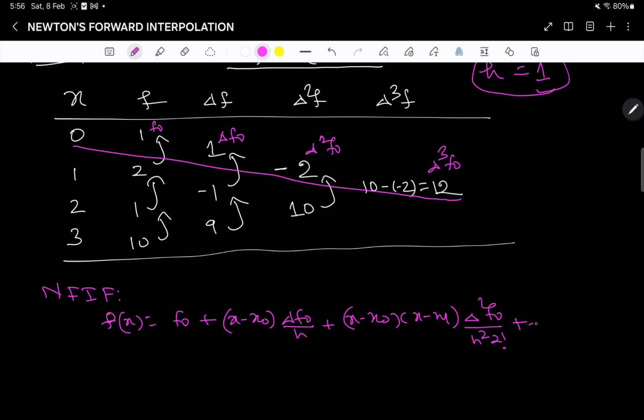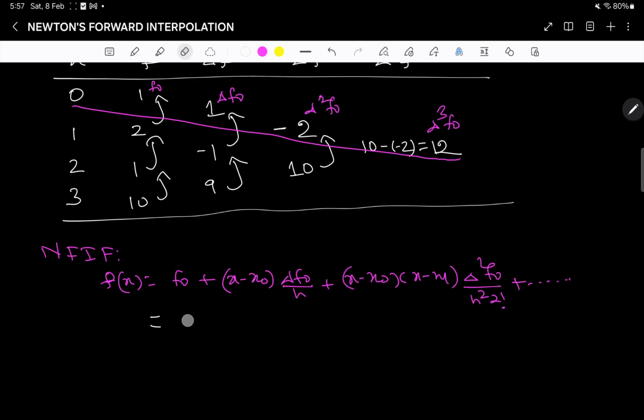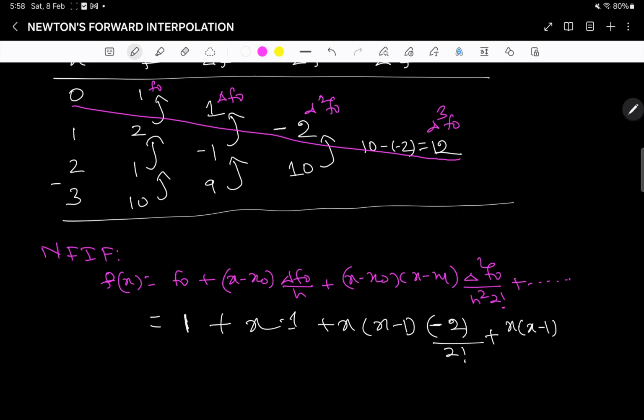Likewise, and I put just dot. So now I simplify it. So now if I simplify it, my f0 is 1, plus x minus x0 into del f0, which is 1 only, then plus x minus x0 into x minus x1, and my del square f0 is minus 2 by h square, meaning only 2 factorial. Then plus next will be x minus 0, x minus 1, up to x minus 2, and del cube f0 will be 12 divided by 1 cube into factorial 3.